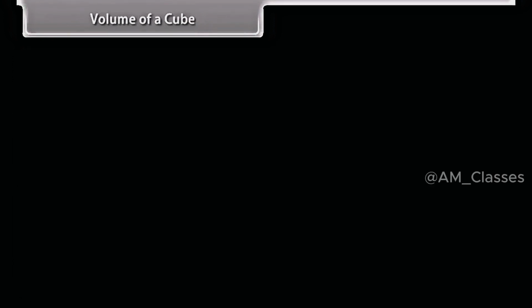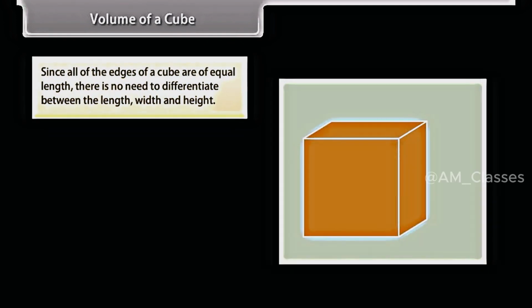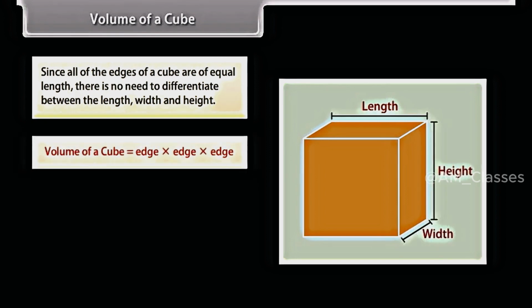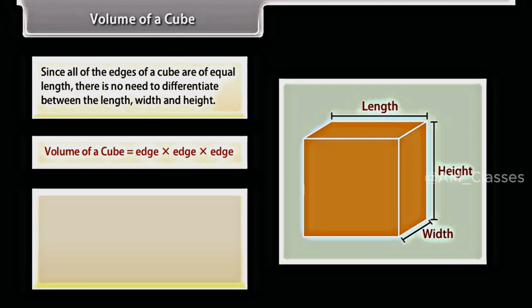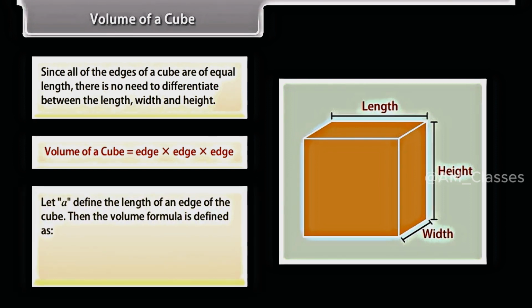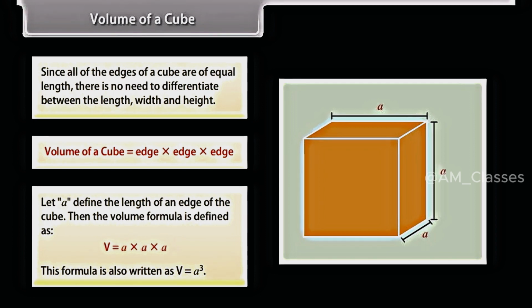Volume of a cube. Since all of the edges of a cube are of equal length, there is no need to differentiate between the length, width, and height. The volume of a cube is determined by multiplying the length of three edges of the cube. Let a define the length of an edge of the cube. Then the volume formula is defined as V = a × a × a. This formula is also written as V = a³.